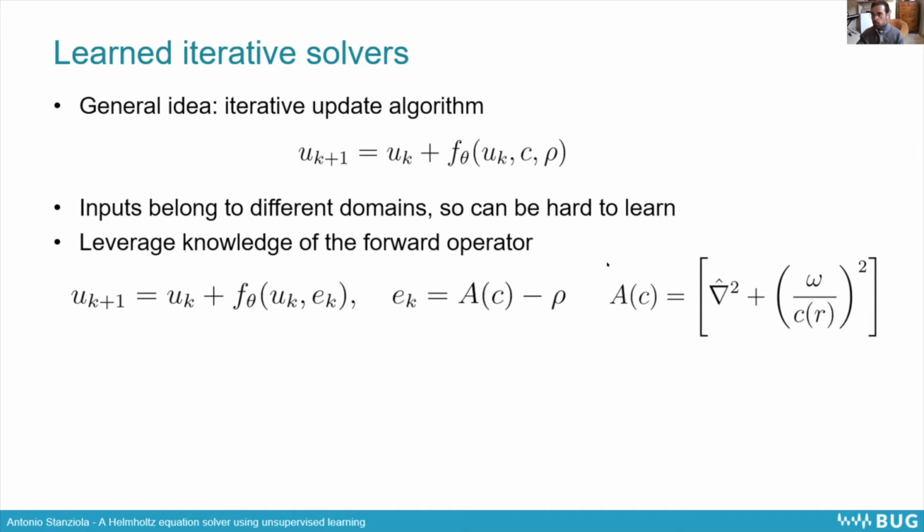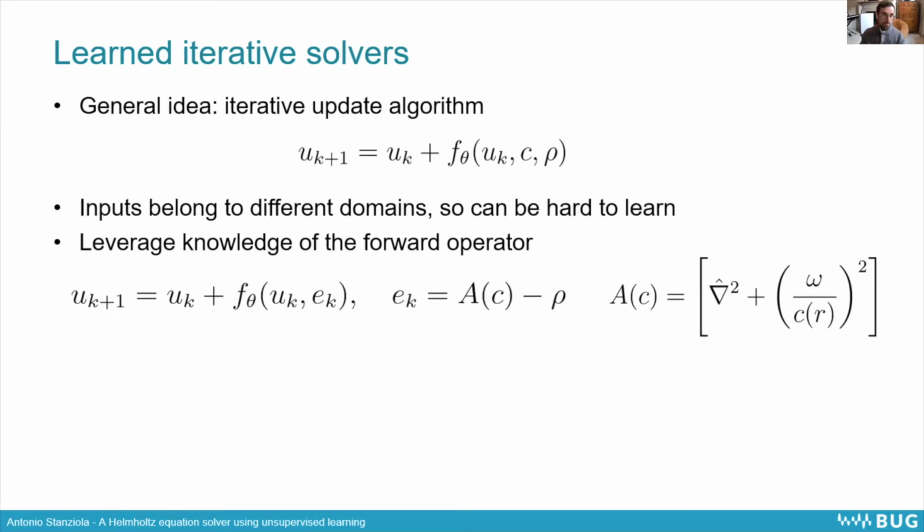And A here is the forward operator, the Helmholtz operator, so this is literally a linear system. The only difference is that the forward operator depends on the speed of sound. But this is something we can compute because we know the physics and we know how to discretize this, so we can compute this residual vector and feed it to the network.